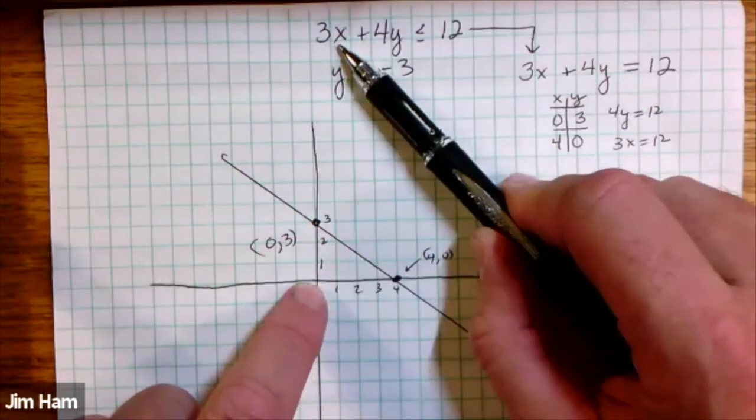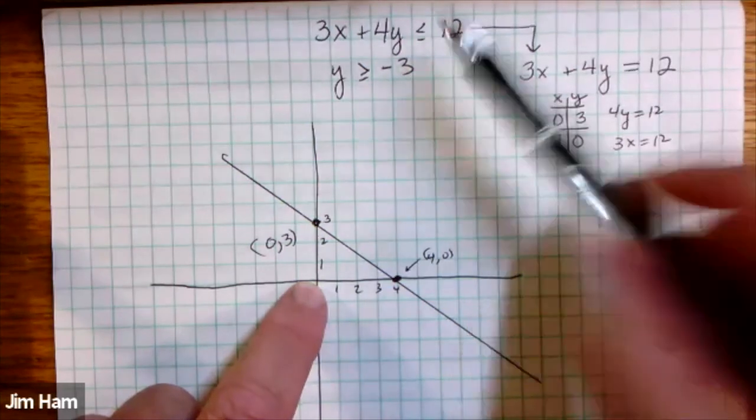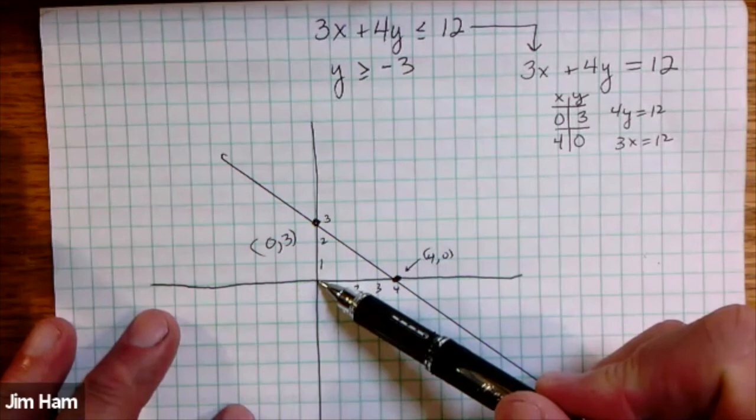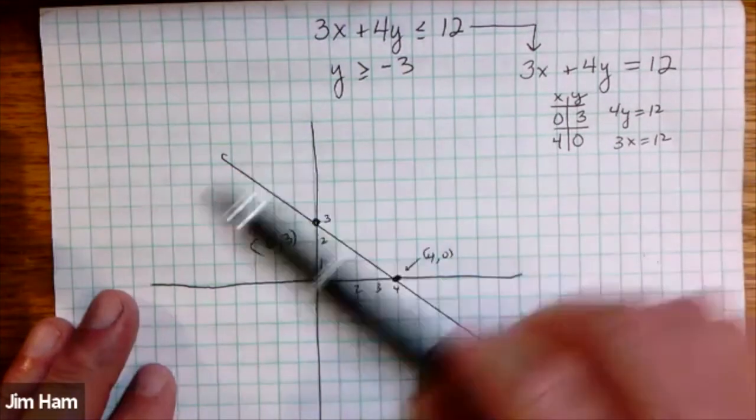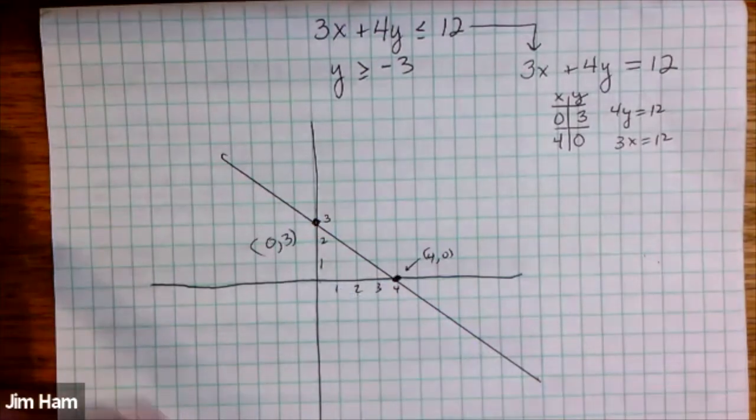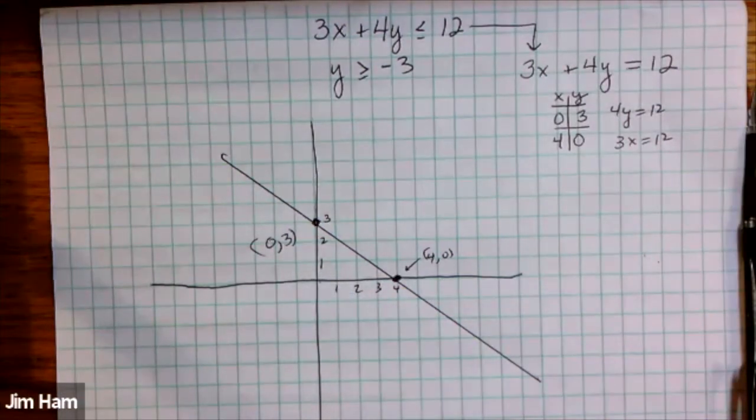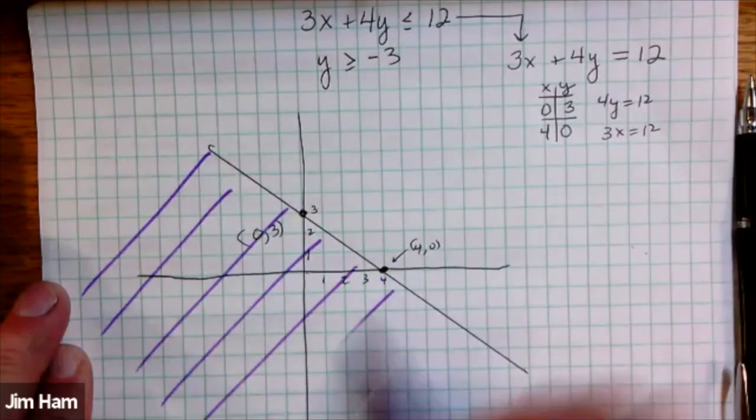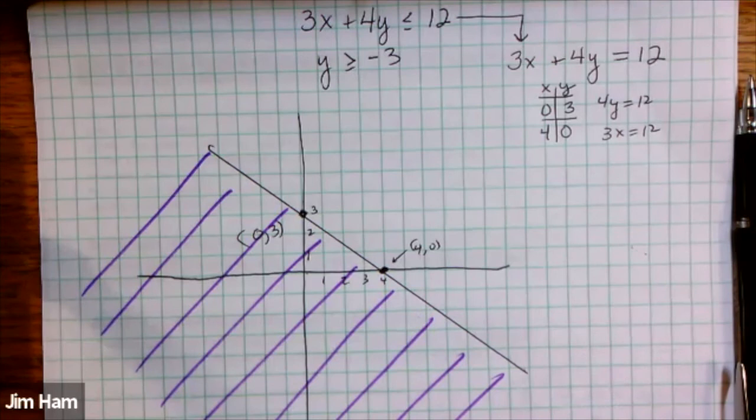3 times 0 plus 4 times 0 is 0. 0 less than 12 is true. So 0, 0 works. 0, 0 is a solution. And since it falls underneath the line, not only will 0, 0 be a solution, but everything underneath the line will be solutions. It looks like that.